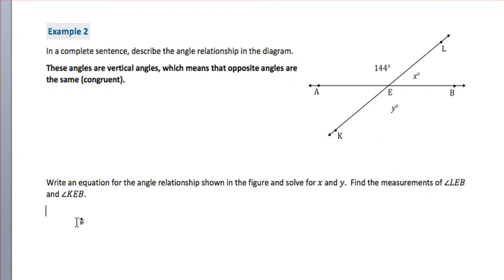First of all, we could say 144 plus x equals 180, because this is a straight line. 144 plus x, those two angles create a straight line. And then solving for x in this situation will tell us that x is equal to 36.